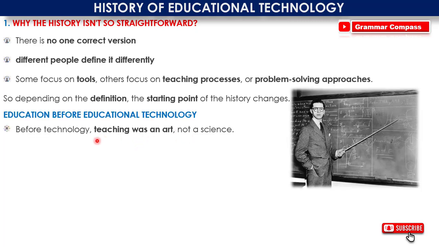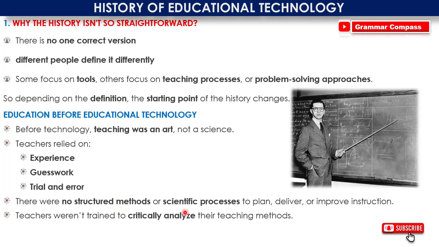Before educational technology, teaching was just an art and not a science. This means that teachers relied on their experience, guesswork, and trial and error to solve problems in education. There were also no structured methods or scientific processes to plan, deliver, or improve instruction. Teachers were also not trained to critically analyze their teaching methods. This was how teachers solved problems before educational technology.